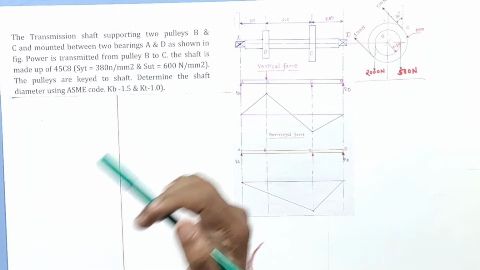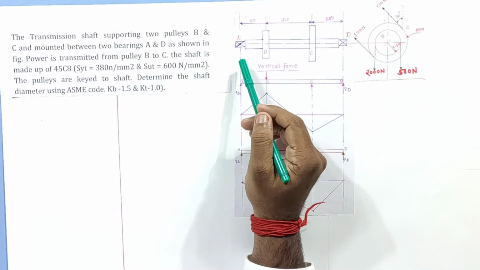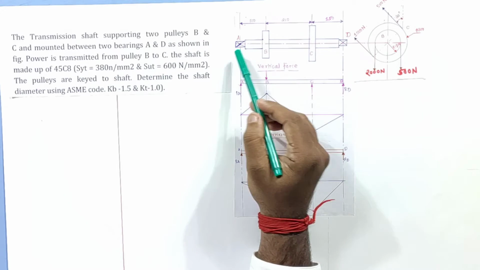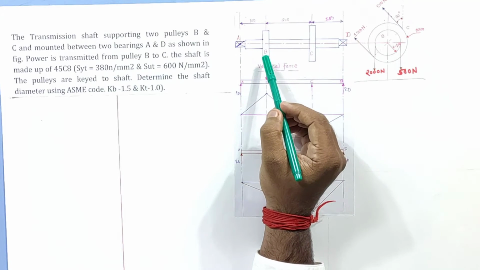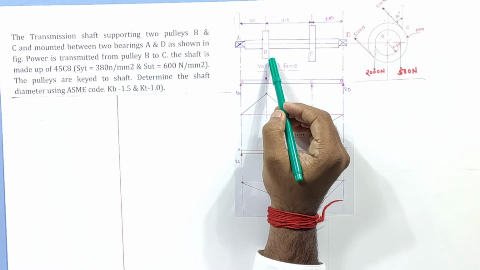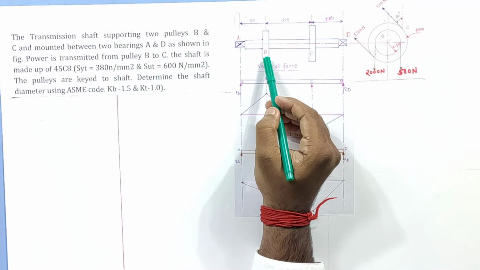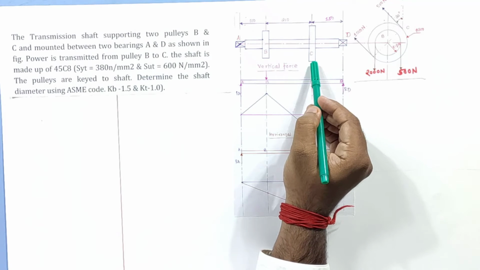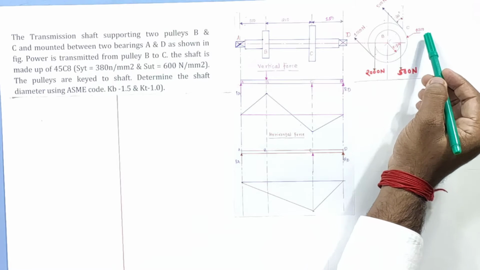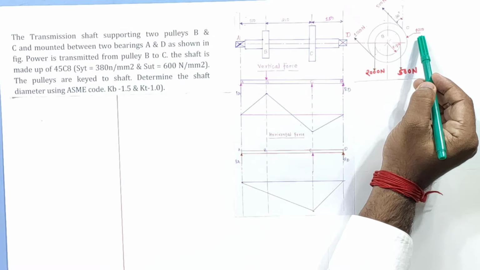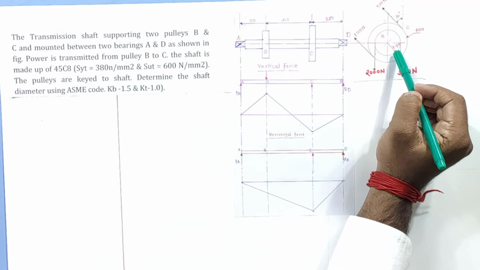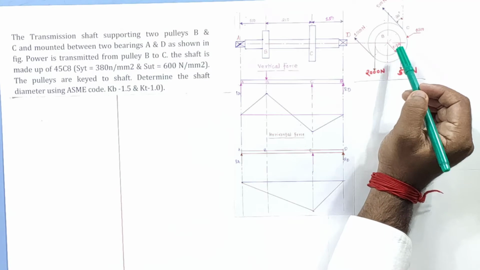So you can see the figure. This is the given figure. They have shown bearings A and D situated at both the ends. In between, pulley B and pulley C are situated over here with the particular distance mentioned by them. Now B is the smaller pulley here and C is the bigger pulley. In the side view, you can see this will be the bigger pulley, which is having diameter 300 mm, and the smaller pulley which is having diameter 200 mm, radius is 100 mm.